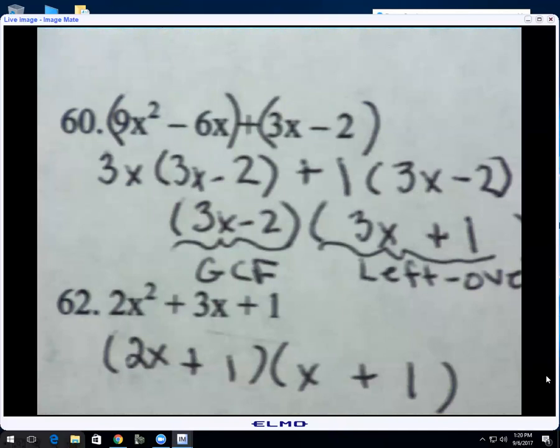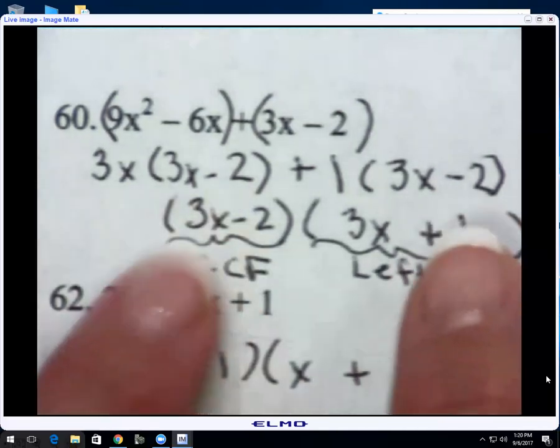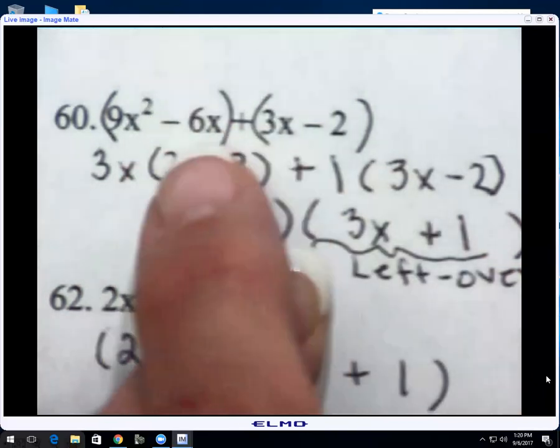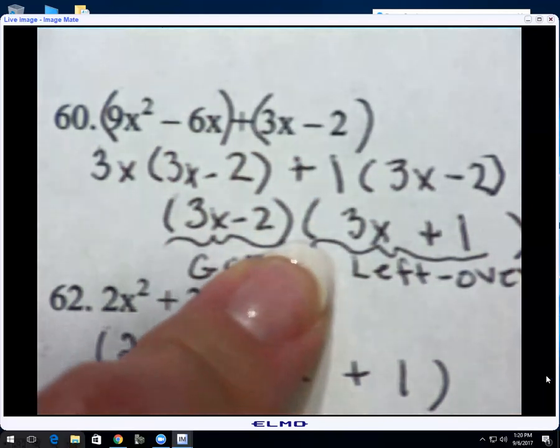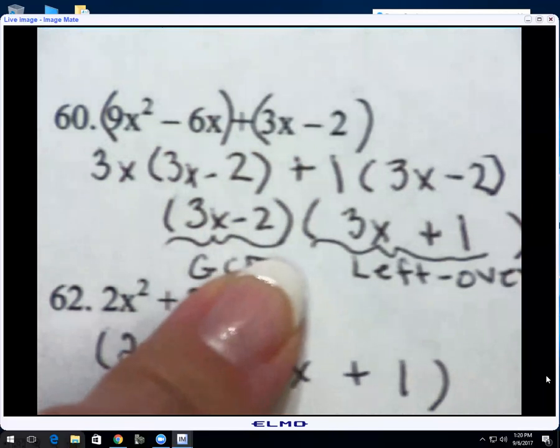Yes, commutative. That's the commutative property that says 2 plus 3 is the same as 3 plus 2. 2 times 3 is the same as 3 times 2. Order doesn't matter when you add. So the fact that outer gives me positive 3x and inner gives me negative 6x, and that's not the order that it was written in the original problem, the commutative property said that doesn't matter. And then last, there's my negative 2.